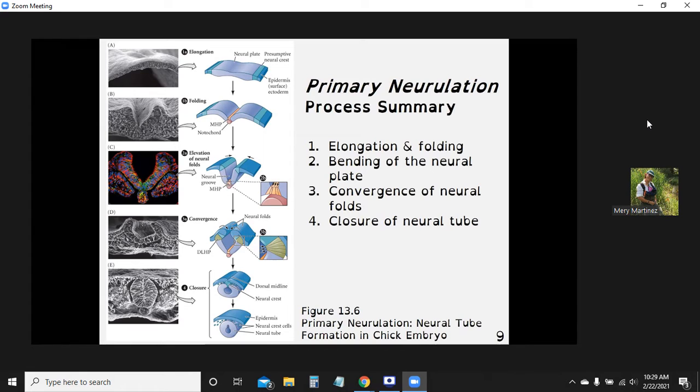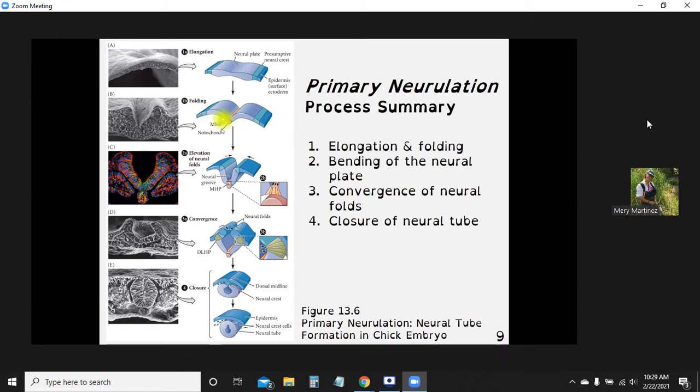And this is to form what we're going to be calling the neural folds, okay? So that's why we call it the folding, okay? So we have elongation first to thicken that section, and then it's going to be raising up to form the fold. So that's the neural fold. So it has a little bit of a U shape, right? Inverse U in this section and this section.